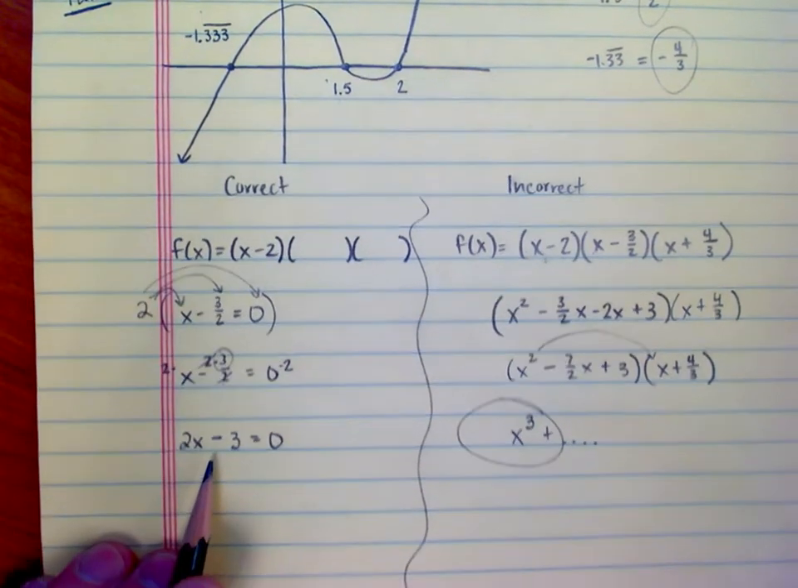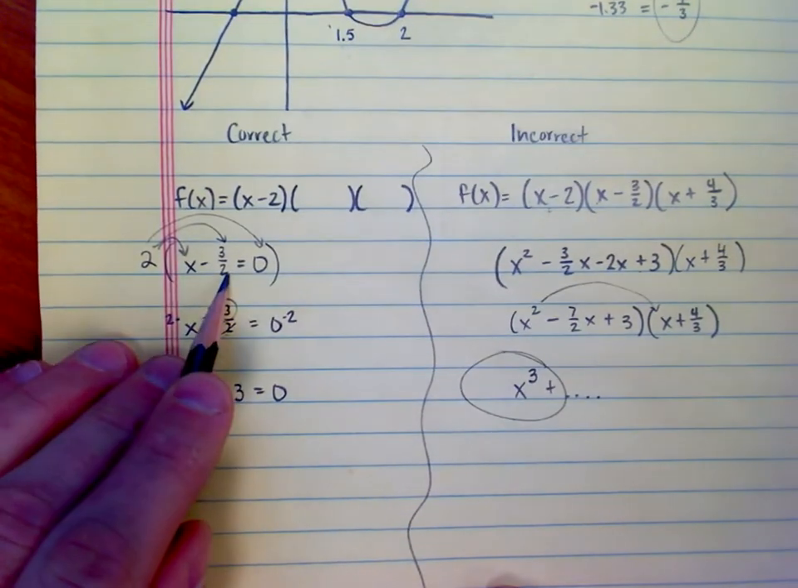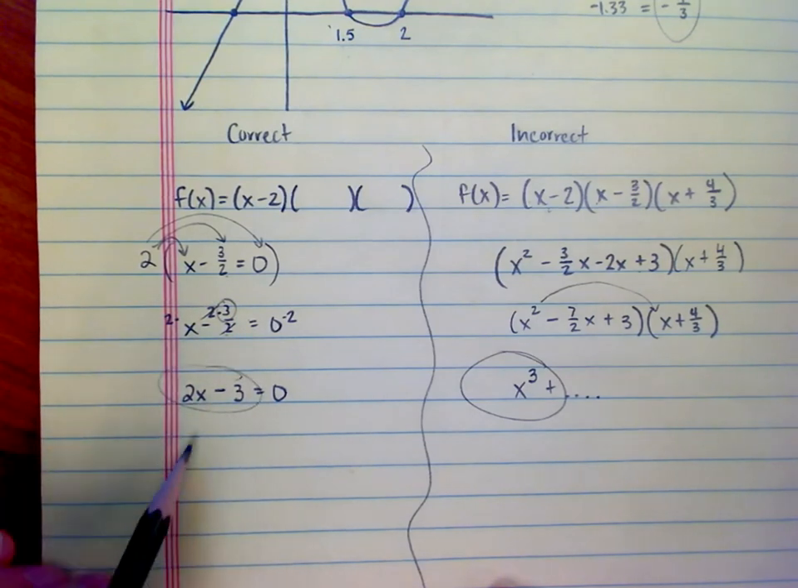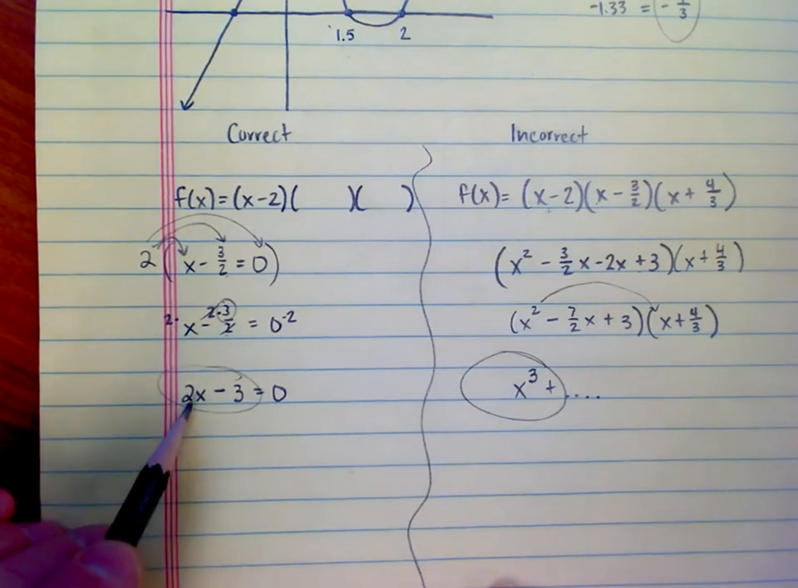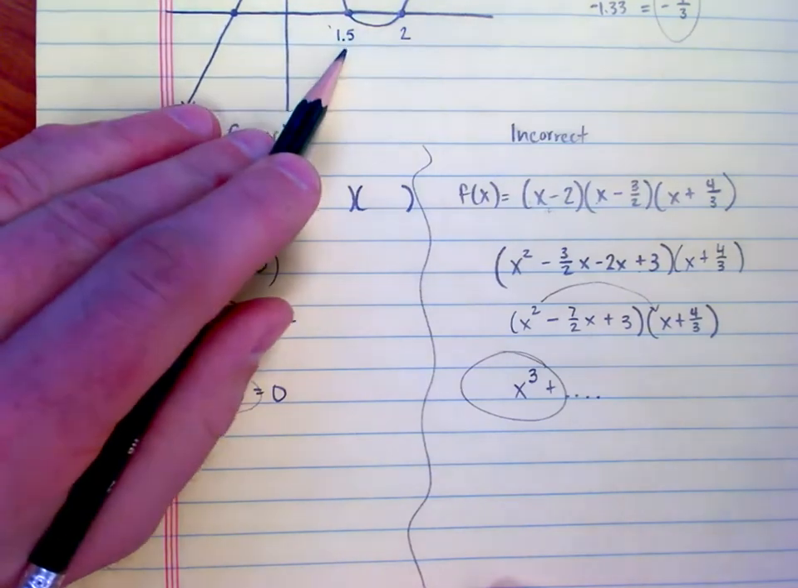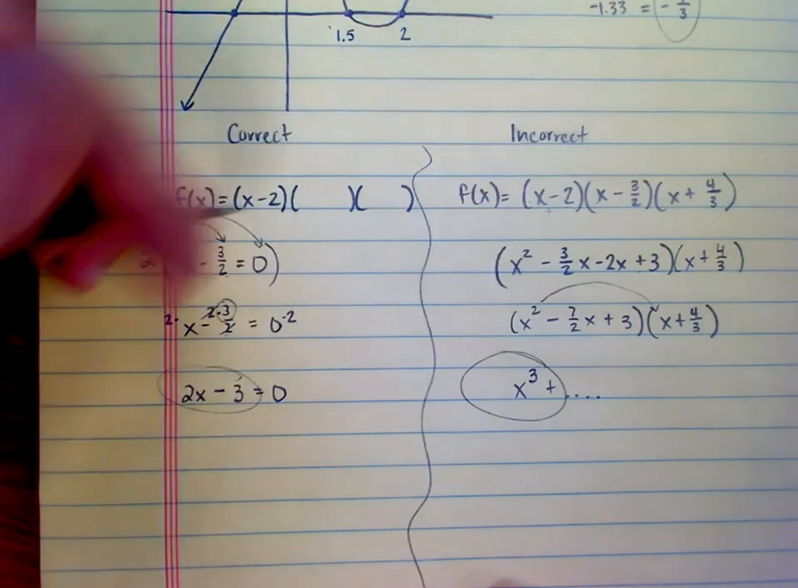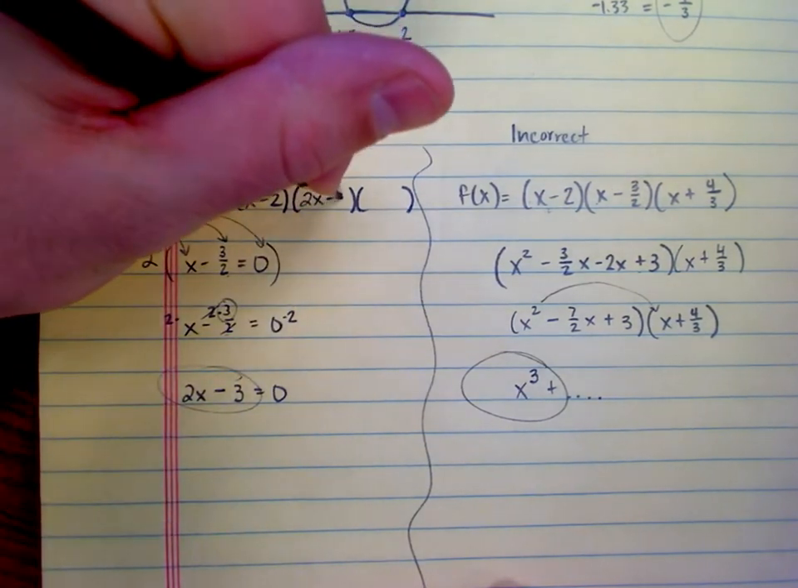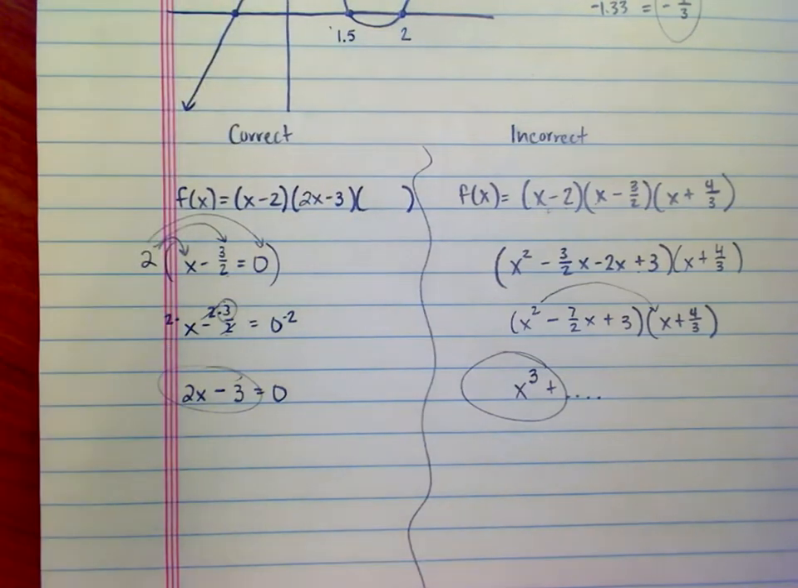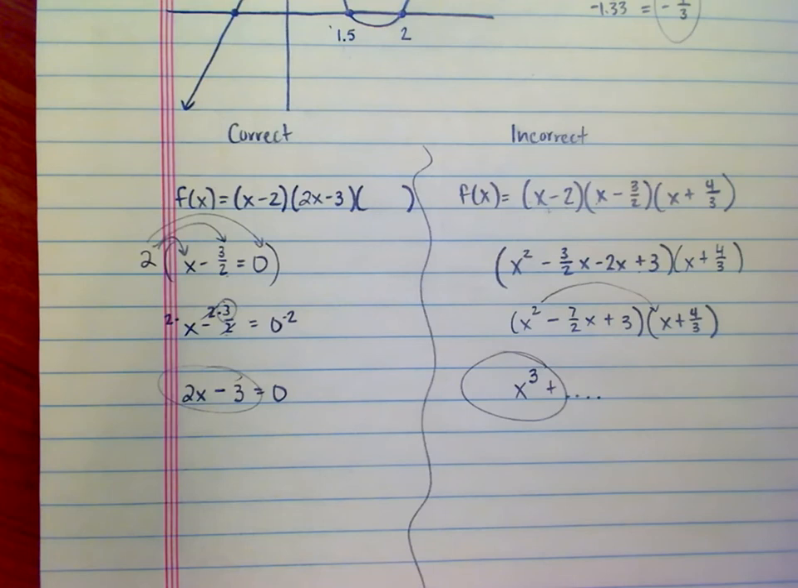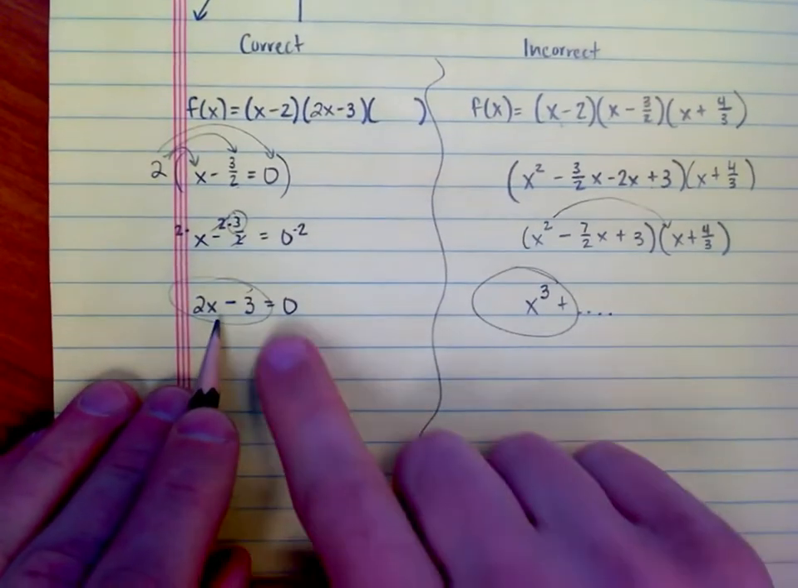See, here's the thing. If I would have, instead of saying x minus 3 halves, if I would have said 2x minus 3, that still gives me the positive 1.5 that I was looking for. So in other words, there are multiple ways that I can say that x should have been 1.5. Notice once again, watch this.